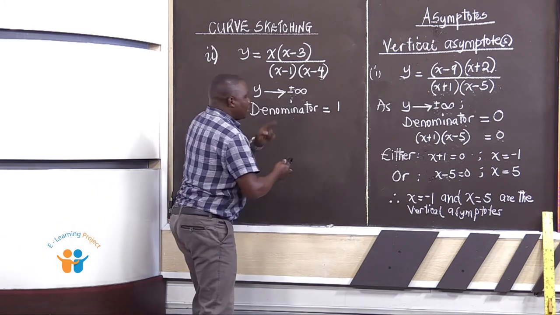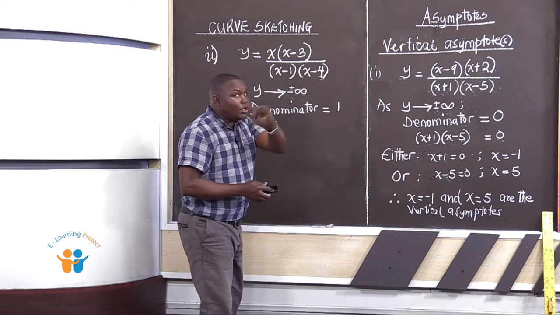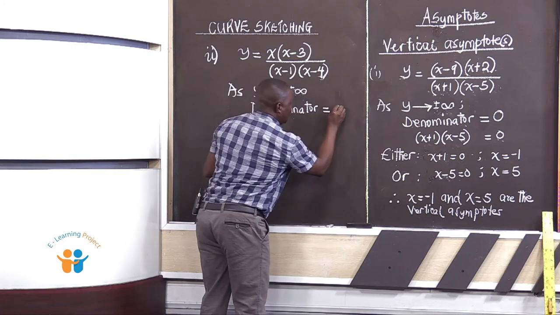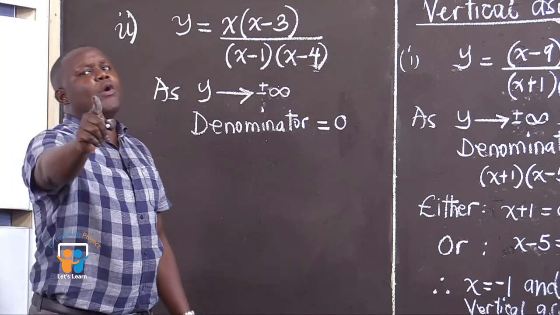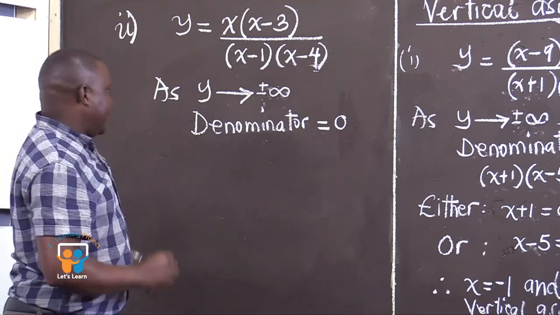Now remember, she has just said no. She said no. It must be a what? A zero. If I had a way of rewarding, I would reward you. You're such a brilliant student. All right? Now let's move on together.